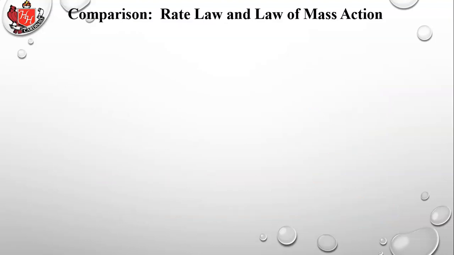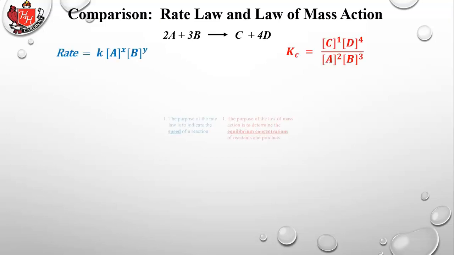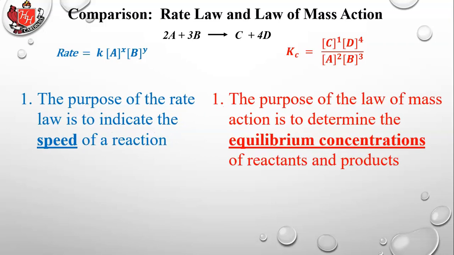So now we're going to compare the two because at the beginning, students can often get these confused. The rate law from the kinetics unit that we finished last week and the law of mass action from this current unit that we're in, equilibrium. So let's take this reaction. Let's compare how the rate law would look versus the law of mass action. Okay, so on the left is going to be the rate law in blue, and on the right is going to be the law of mass action in red.